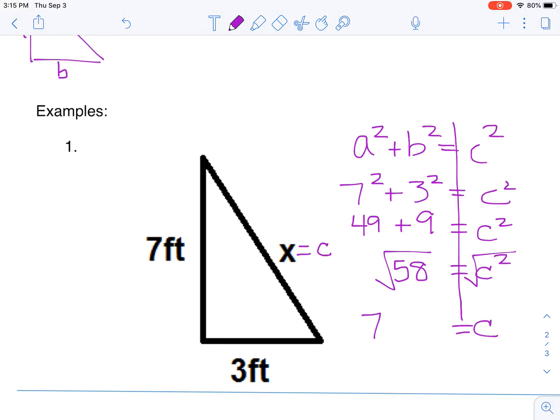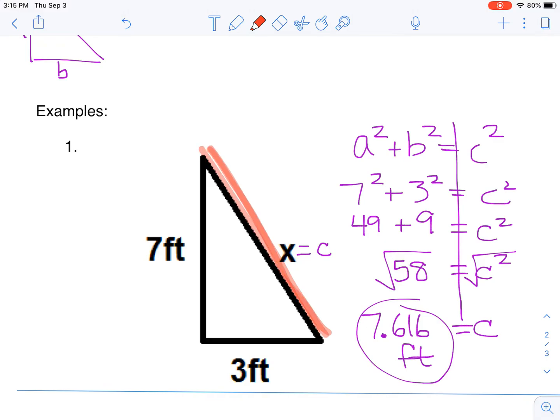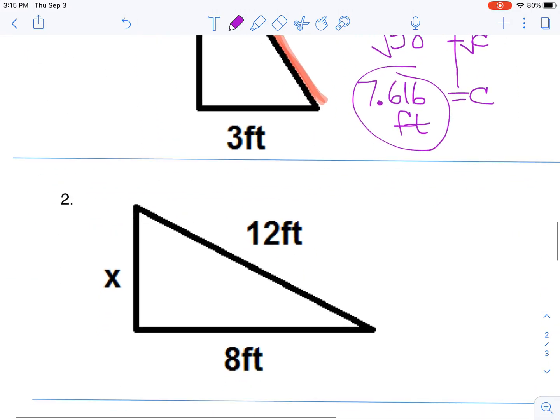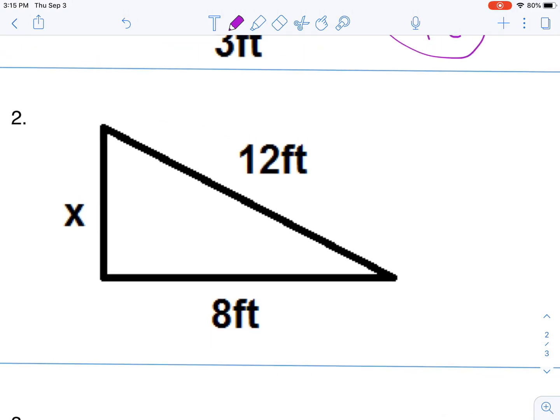7.651516, depending on where I need to round to. And this would be feet. So the length of that hypotenuse is 7.616 feet long. I'm going to know that that's okay and that's correct because the hypotenuse of a triangle should always be the longest side, and that is longer than the other two sides. So I'm okay with that. All right, let's look at another example.